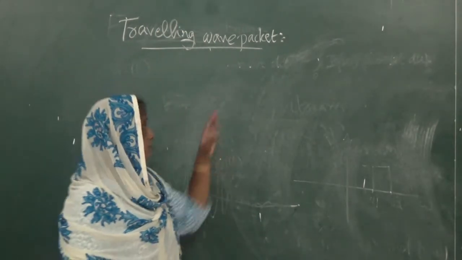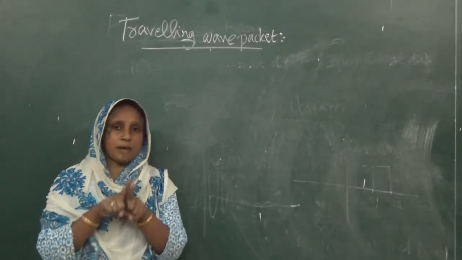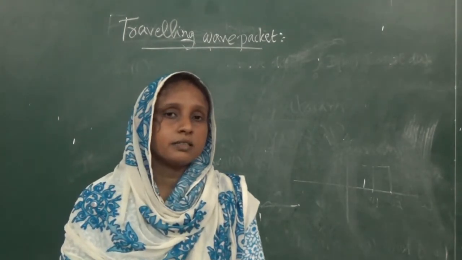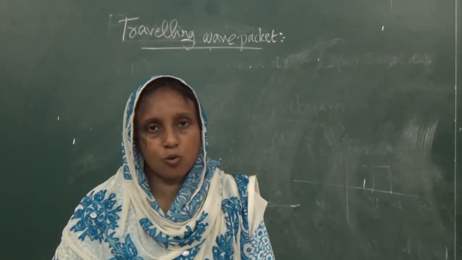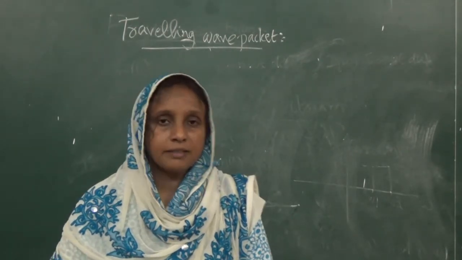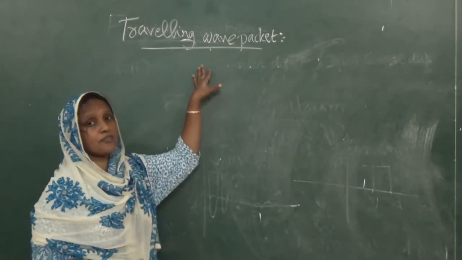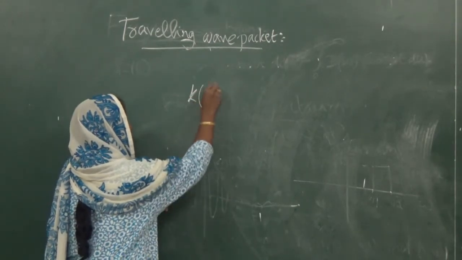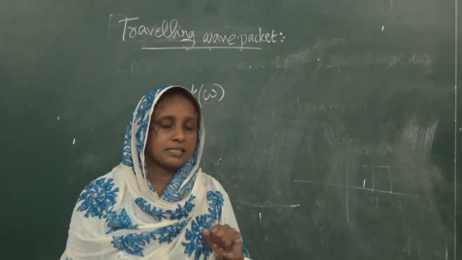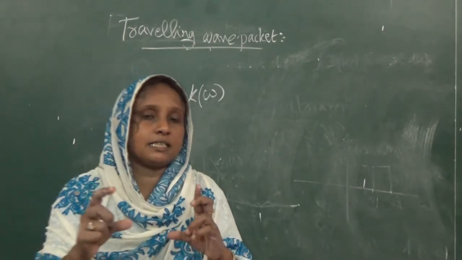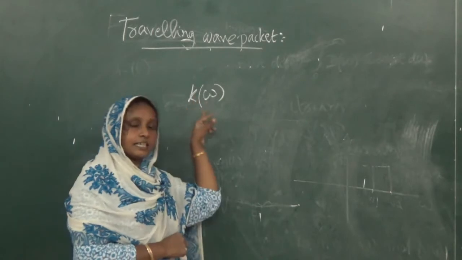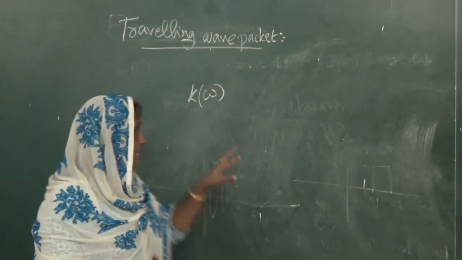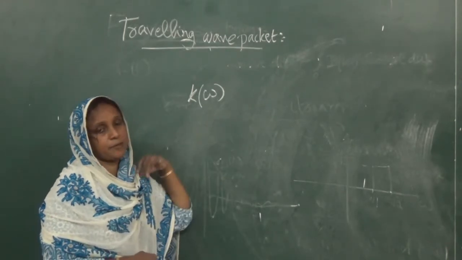Now you can think that there is a frequency band, because we already see that when a pulse is formed there is a frequency band delta omega. And in the case of a traveling wave, its wave vector k is a function of omega. That means there is a dispersion relation between the wave vector k and the frequency components omega. This relation is called the dispersion relation.